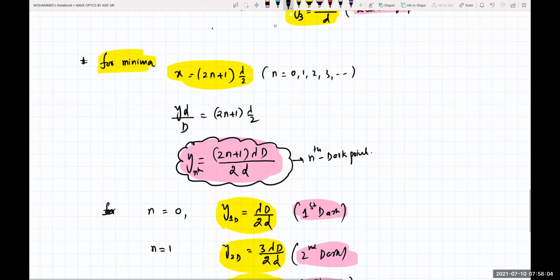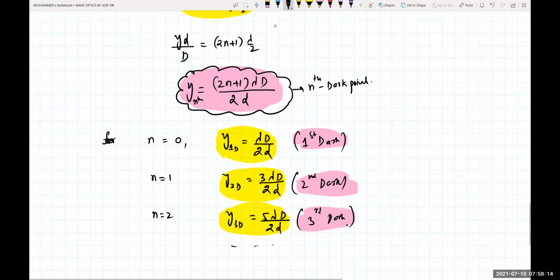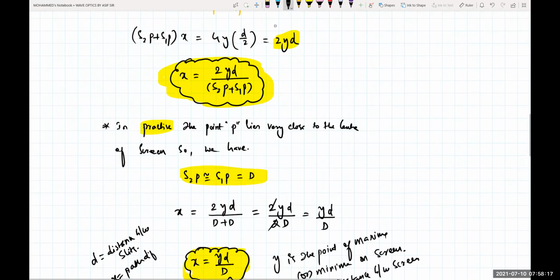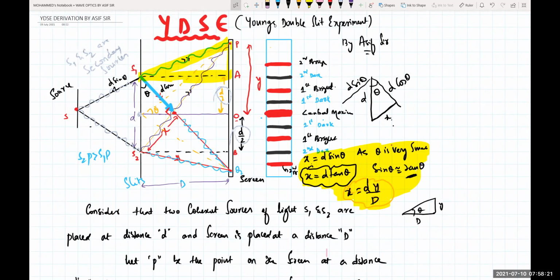Clear? If I take n equal to 0, we get the first dark at a distance of lambda D by 2d. That is the first dark. Then the second dark is at 3 by 2, the third dark is at 5 by 2. Go on like that. Is this derivation clear for everyone? Any doubt in this one? Please let me know. It's clear? Clear?